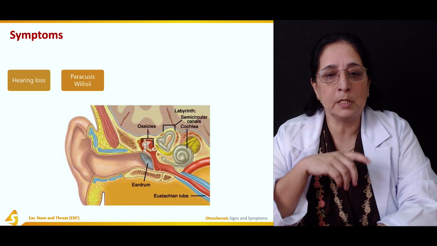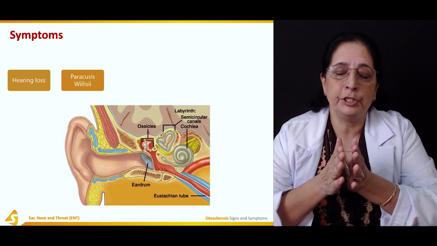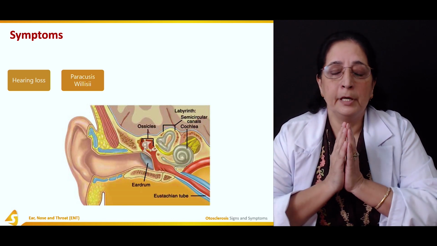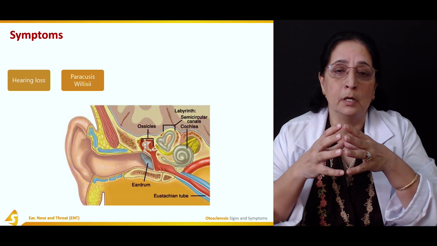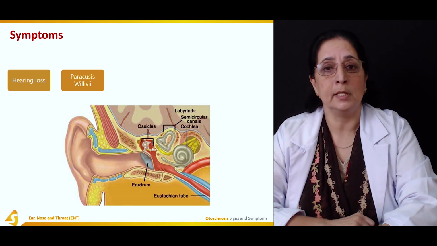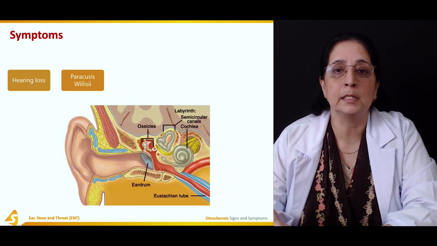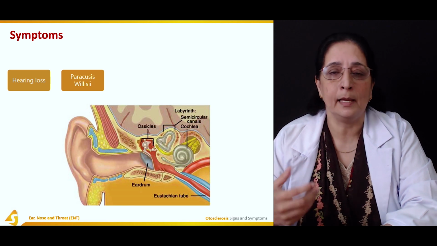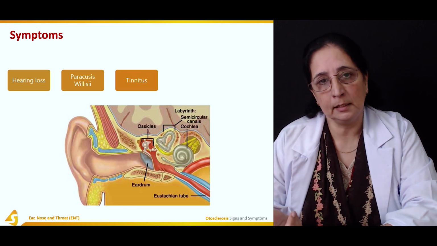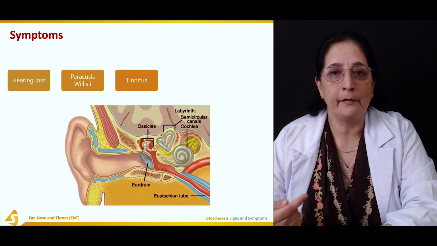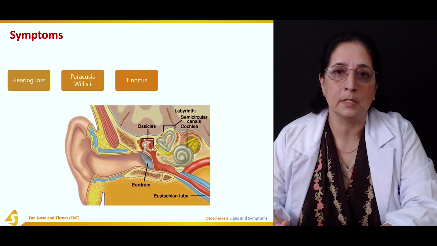Next is paracusis willisii. This is the condition where, even though the patient complains of hearing loss, patients with otosclerosis hear better in a loud environment. So when there is noise, normal people hear less, but patients who have otosclerosis will hear voices better in the noisy environment. Then there is tinnitus. Tinnitus is the condition in which there is a ringing sound in the ear. The patient tells the doctor that I hear ringing sounds in the ear.